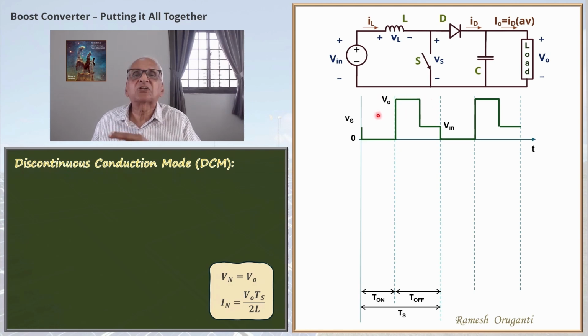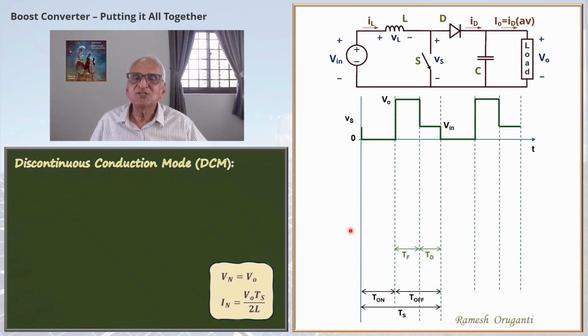But the diode does not conduct throughout the off interval in DCM. So when the diode stops conducting, the switch voltage will become equal to Vin. So in this part, the switch voltage is V0. In this part, the switch voltage is Vin. So the T off interval is split into two sub-intervals, TF, the current fall interval, and TD, the discontinuous interval.